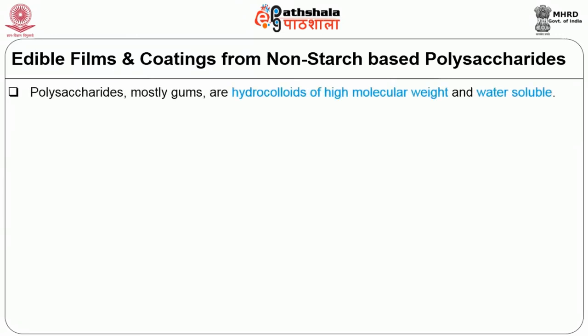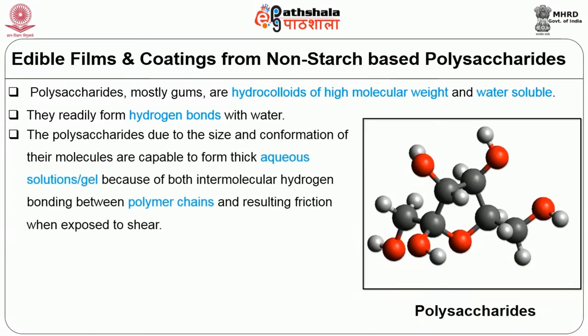Polysaccharides, mostly gums, are hydrocolloids of high molecular weight and water soluble. They readily form hydrogen bonds with water. The polysaccharides, due to the size and conformation of their molecules, are capable of forming thick aqueous solutions because of both intermolecular hydrogen bonding between polymer chains and resulting friction when exposed to shear.